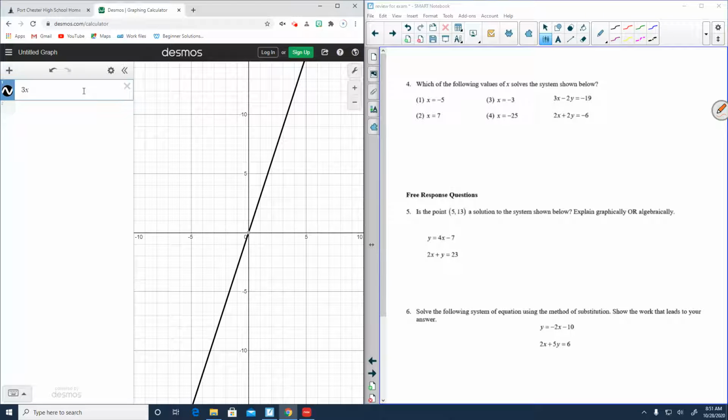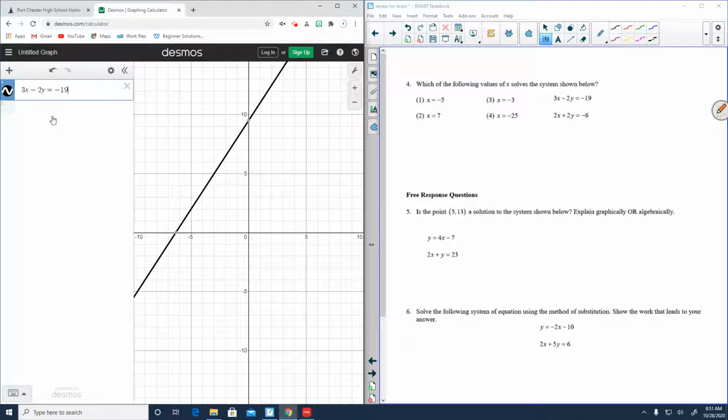3x minus 2y equals negative 19. And then in the second one, I'm going to type in my second equation. 2x plus 2y equals negative 6. So they intercept at the point negative 5, comma 2. So my x coordinate is negative 5.